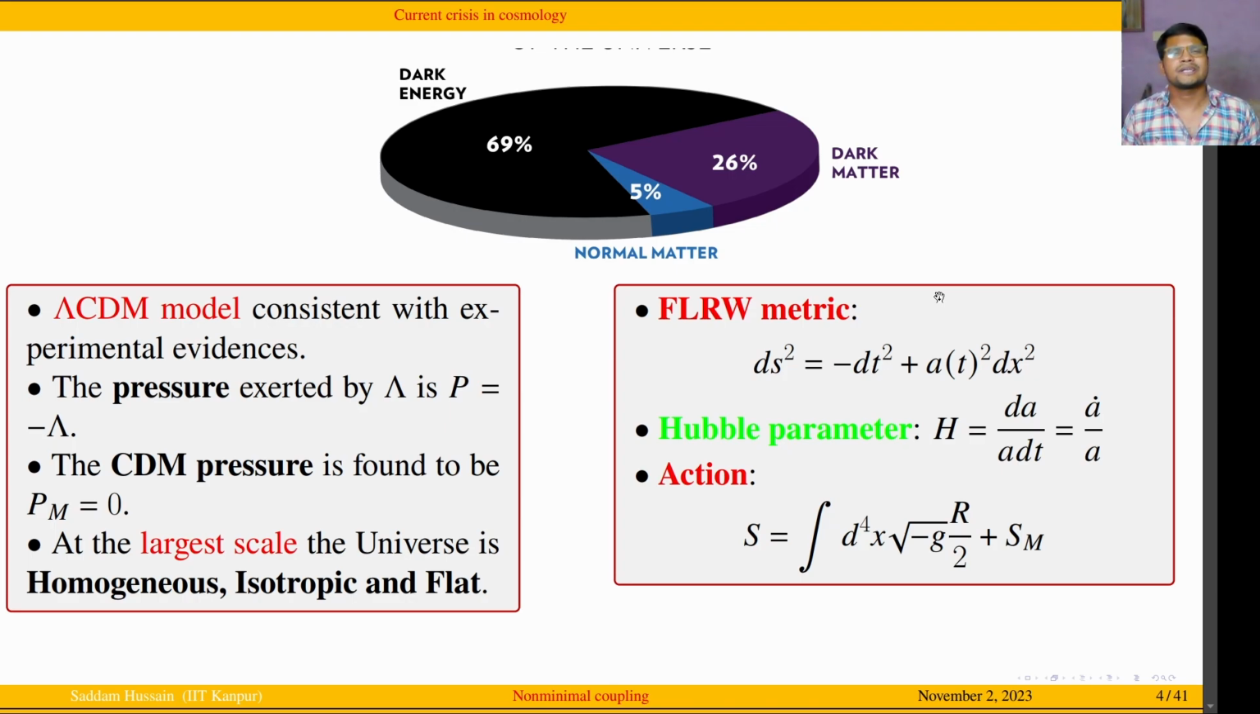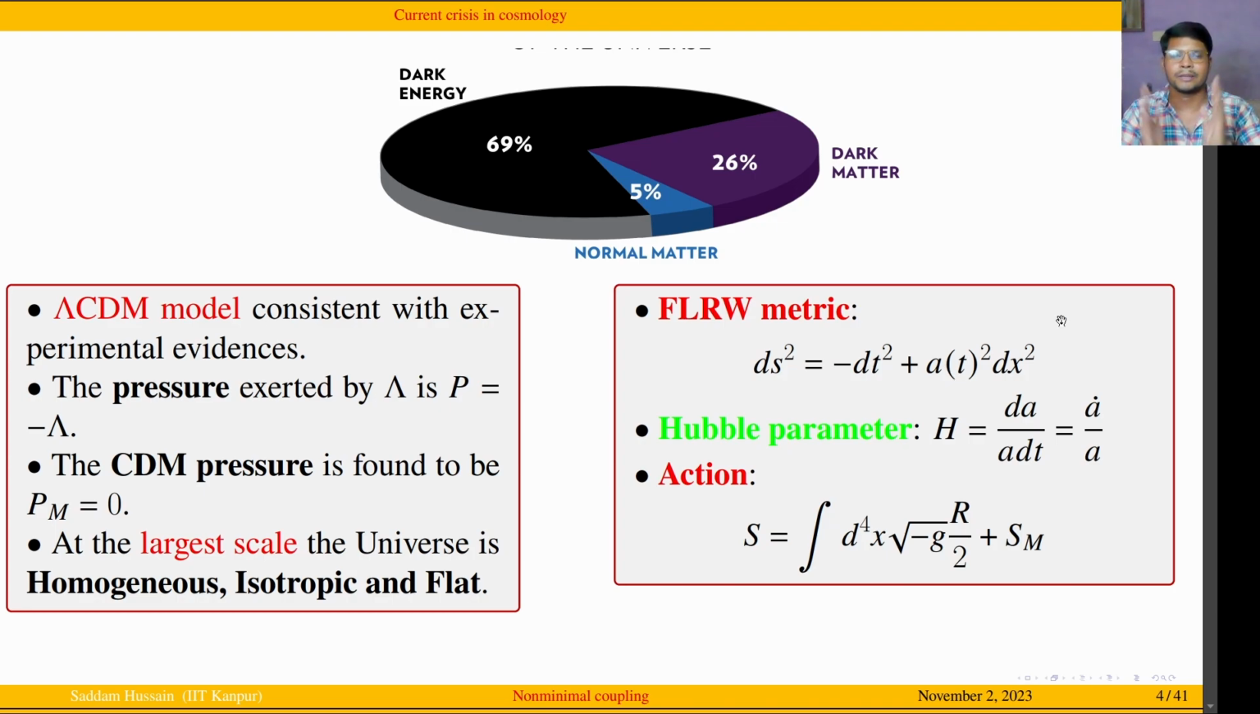Now, mathematically, this homogeneity, isotropy, and flatness can be encapsulated using the Friedmann-Lemaitre-Robertson-Walker metric, in which we have the cosmic time and the position coordinates, and this a is the scale factor, which describes how the universe is scaling up.